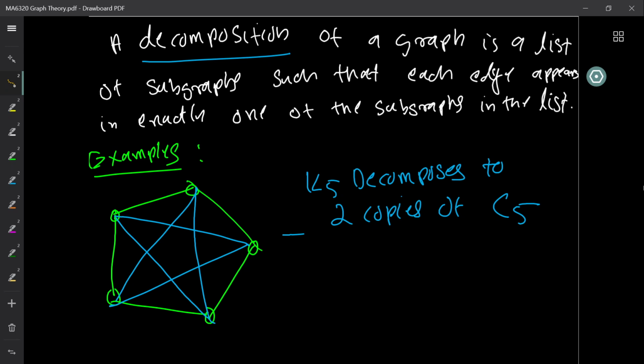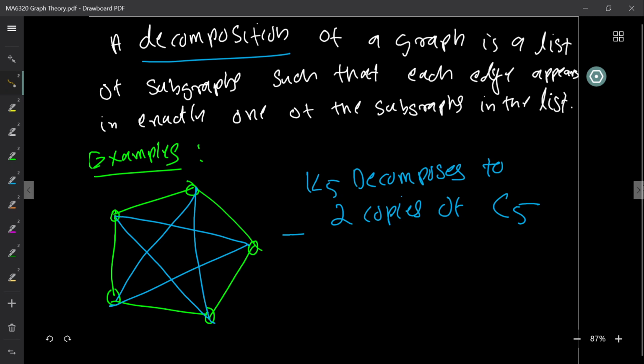Of course, one can ask a decomposition to be the same copies of the same graph, or it can be an arbitrary set of graphs. Each one is basically a decomposition, but you can ask for some specific types of decomposition. For example, here you have the complete graph K5, and I have given a decomposition into two copies of the cycle on 5 vertices.